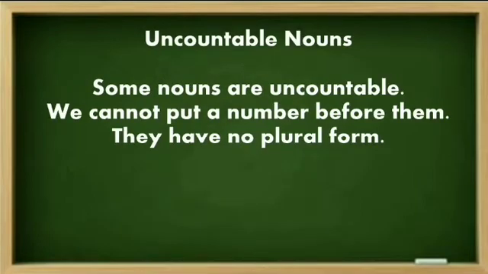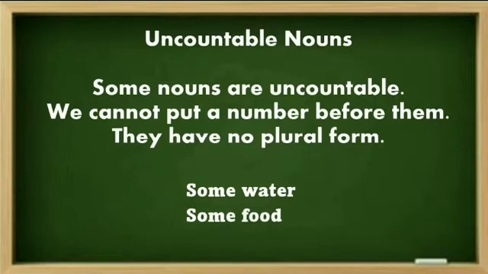Now, what are the uncountable nouns? Some nouns are uncountable. We cannot put a number before them like countable nouns. They have no plural form. They have only singular form. For example, some water, some food, some paper.